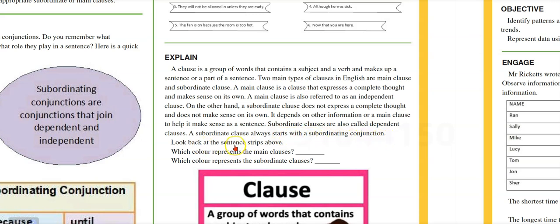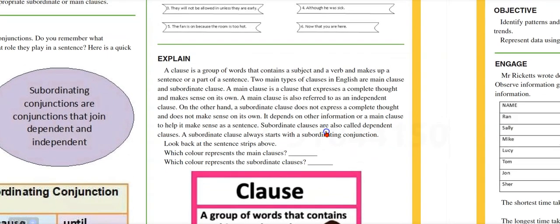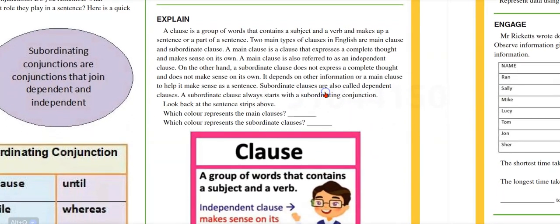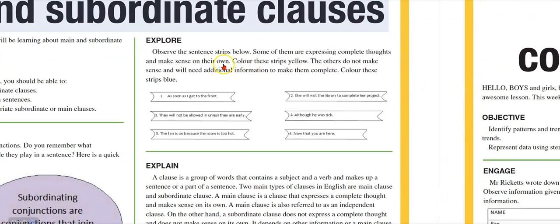Look back at the sentence strips above. Which colors represent the main clause? Yellow. Which color represents the subordinate clause? That would have been blue. Let's just go back to make sure. It says some of them express complete thoughts. Those would be the yellow, and then those that need additional information, blue.